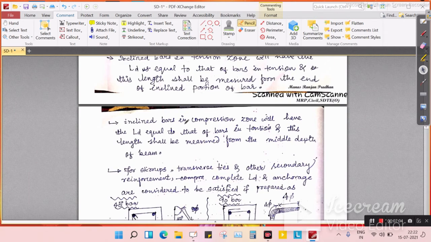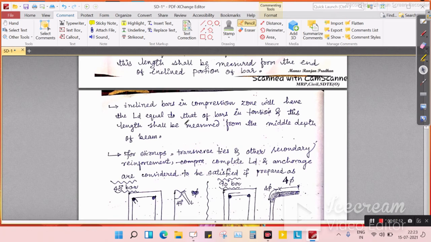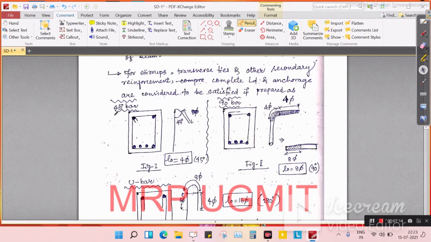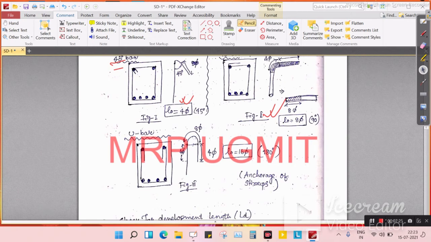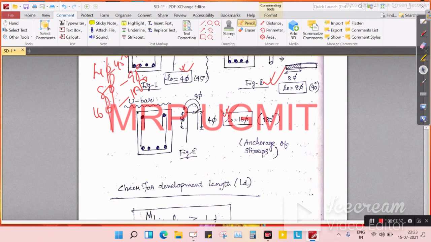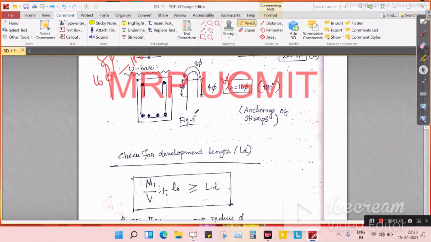For stirrups, transfer ties, and other secondary reinforcement, complete LD and anchorage are considered to be satisfied if prepared like this. For 45-degree bars, L0 is 4φ. For 90-degree, this is 8φ. For U, this is 16φ. So 3 types: 4φ, 8φ, 16φ. This is 45-degree, 90-degree, and this is 180-degree. All are the values of L0, that is anchorage length.